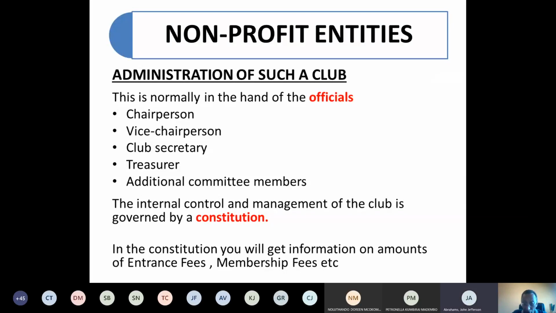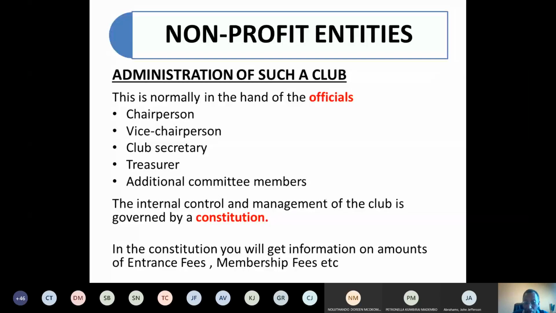The internal control and the management of a club is governed by a constitution. So each club will have a constitution. In the constitution, there will be information such as how much the members must pay, what the club colors are, when they participate, when the season starts, how many meetings they're going to have per month. That is basically the information that will be in the constitution of the club that will govern the actual actions of the officials and the members of such a club.